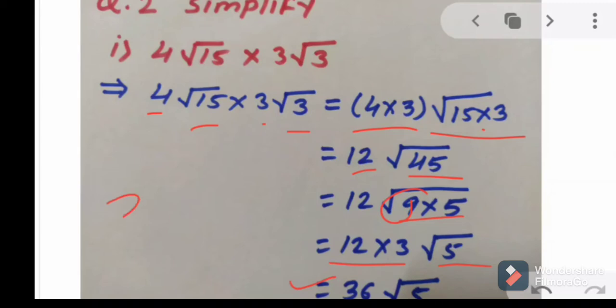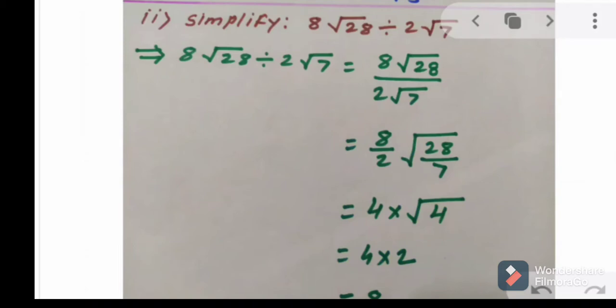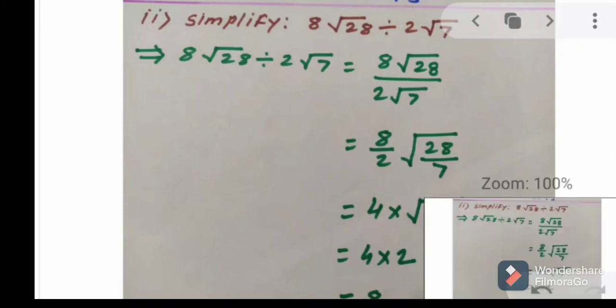Similarly, we take this 4 and this 3 in the same bracket. Under the radicand sign, 15 into root 3. Root 15 into root 3. 4 3s are 12. Root 15 into root 3, that is root 45.